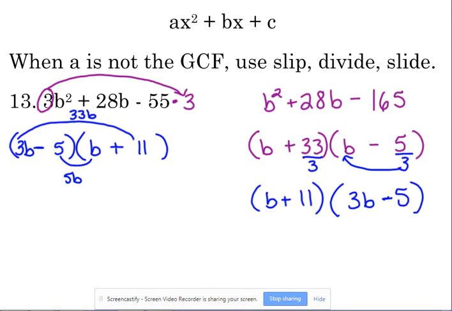Do y'all want to see another example with the slip, slide, and divide? Do y'all want to see another one? Yes or no? Yes? Okay.